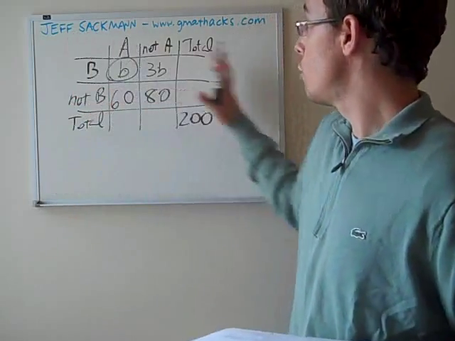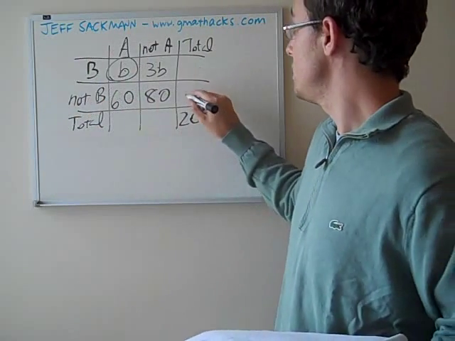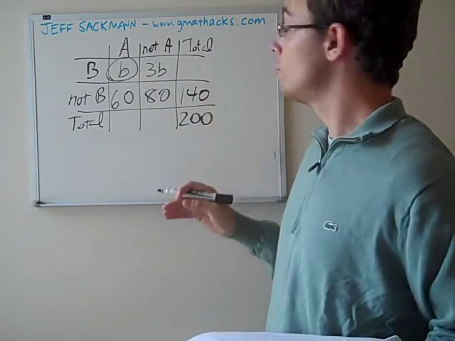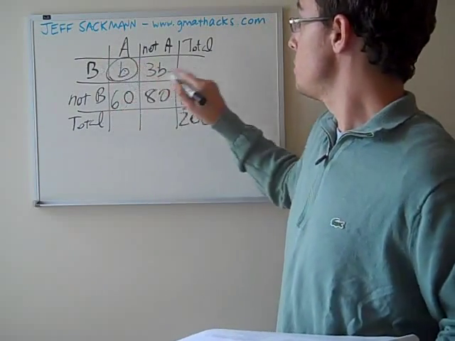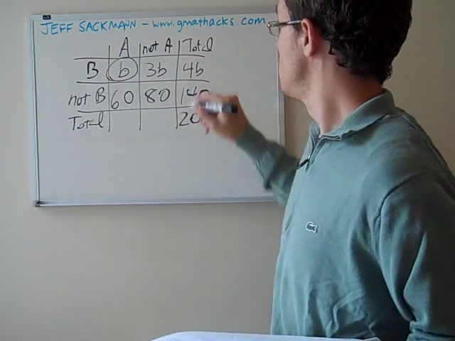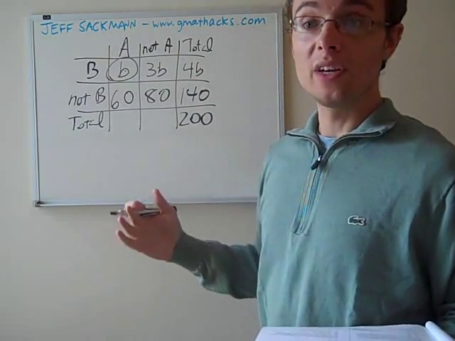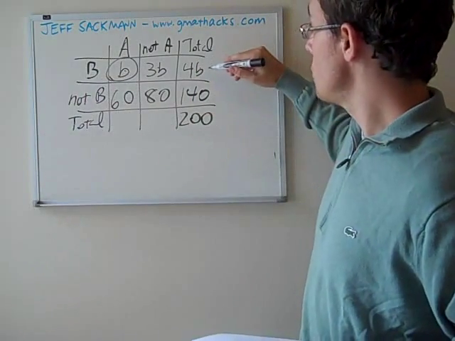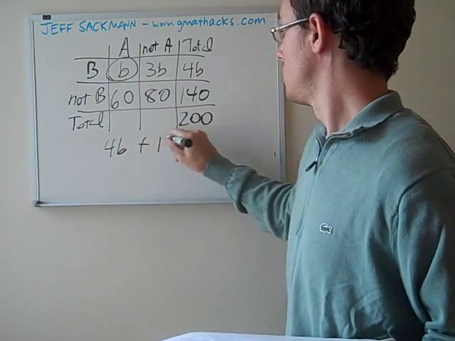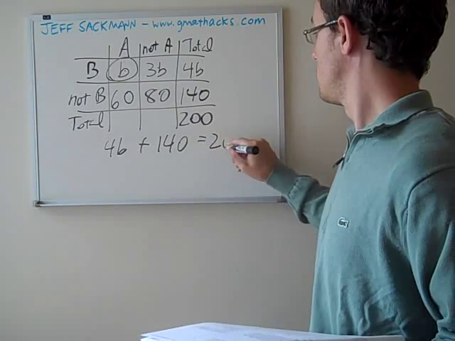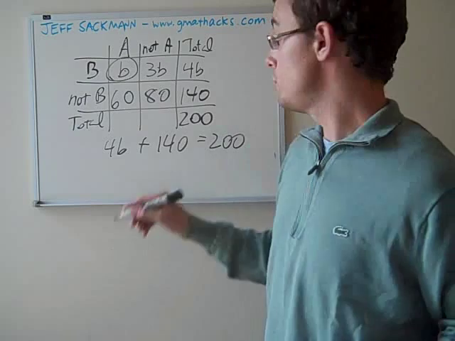Remember I said that everything totals across and totals down. So if we total across, 60 plus 80, 140 total households that don't use brand B. B plus 3B, that's 4B. That's 4B total households that do use brand B. And now remember we can total down as well. So 4B plus 140 equals 200. That's an easy algebra equation. We can solve that in just a few seconds.